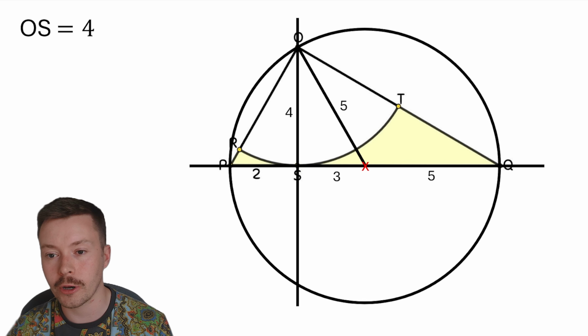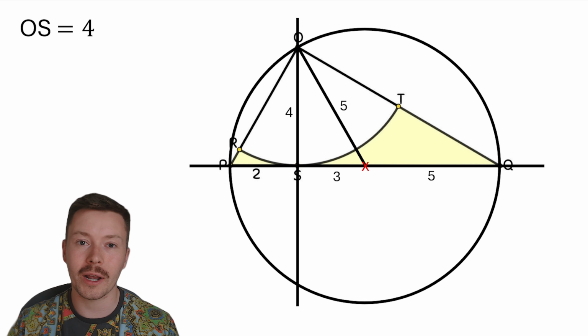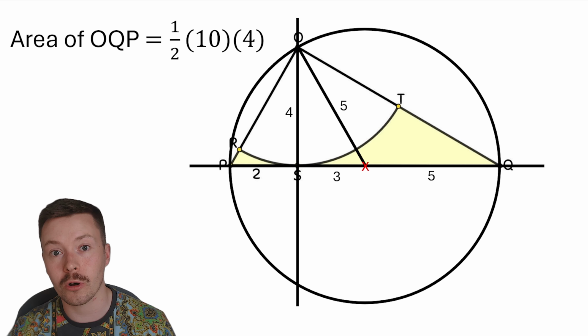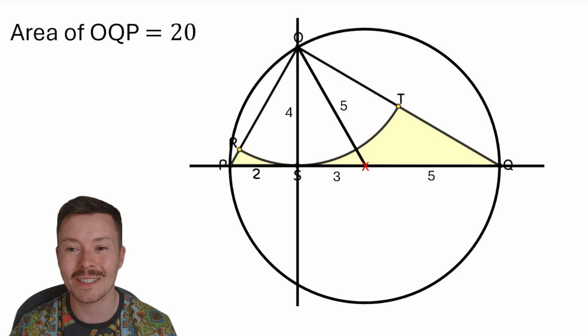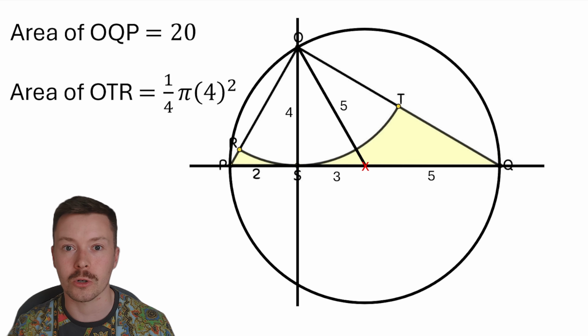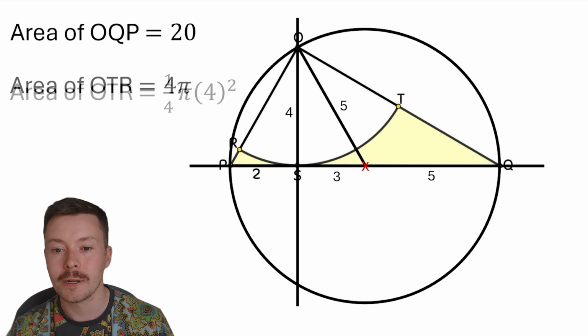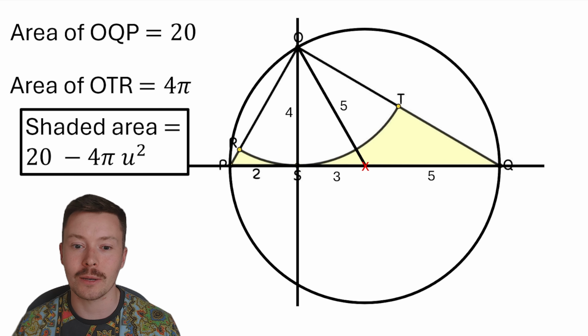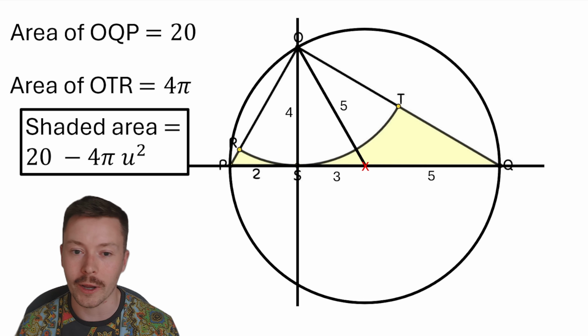So we put that on the diagram, and then we're at the same point as we were with the previous method. The area of the triangle is a half times 10 times 4, which is 20. The area of the quarter circle is a quarter pi times 4 squared, which is 4 pi. That gives you a final answer, once again, of 20 minus 4 pi units squared.